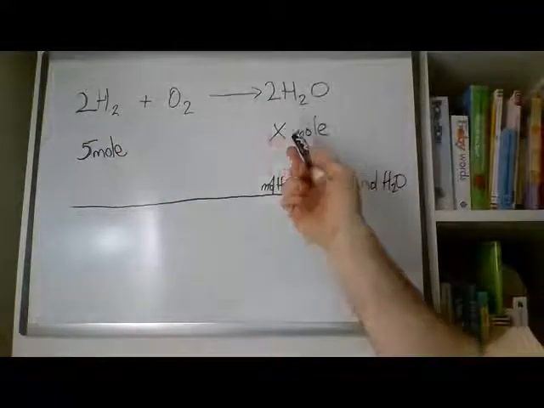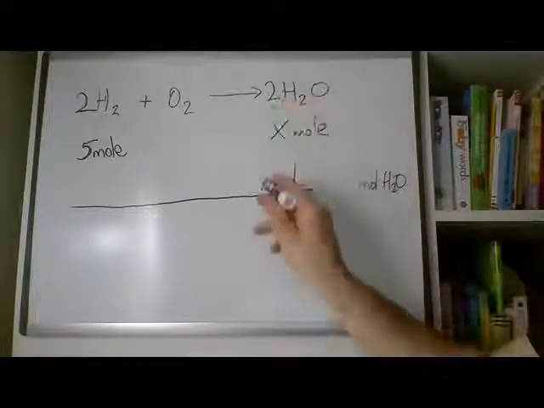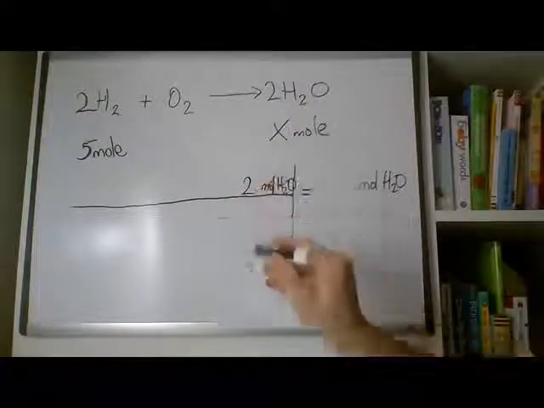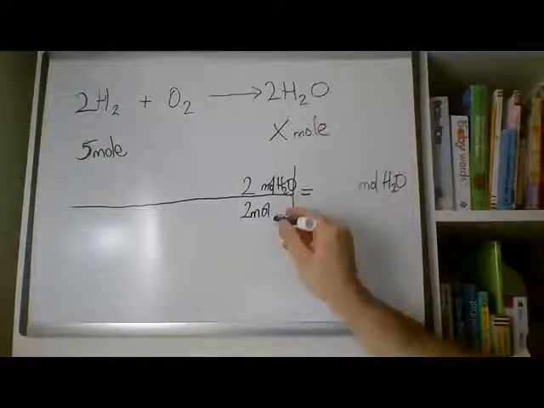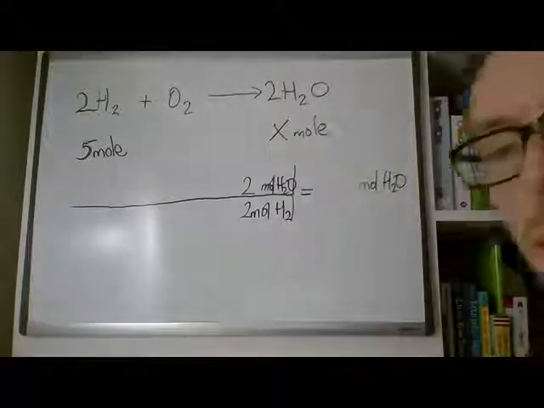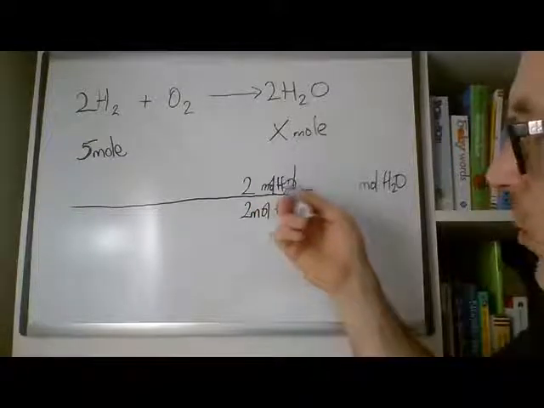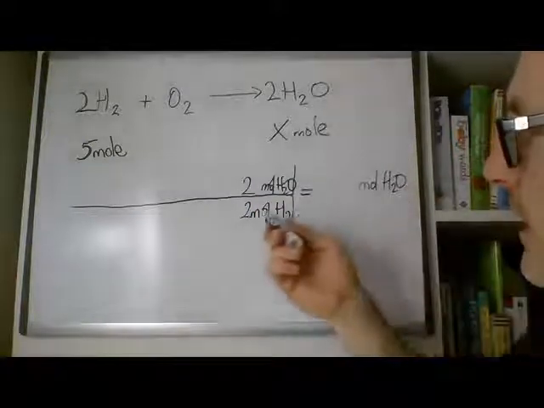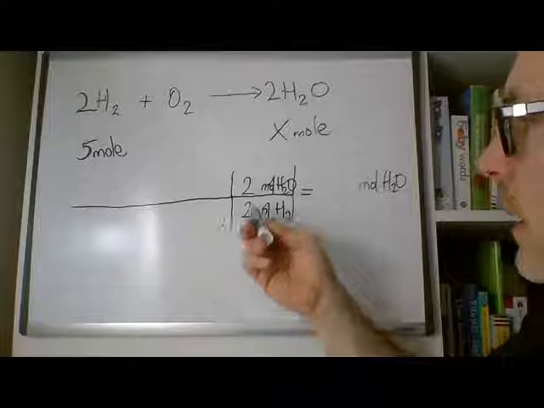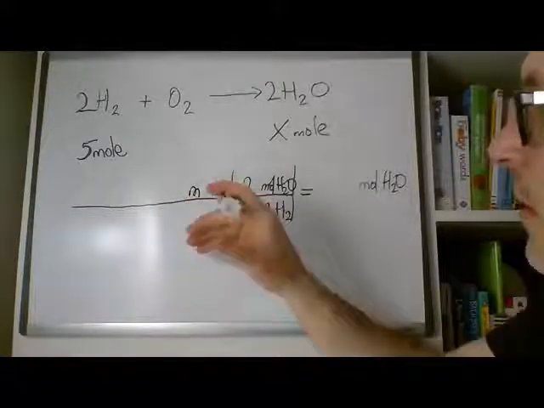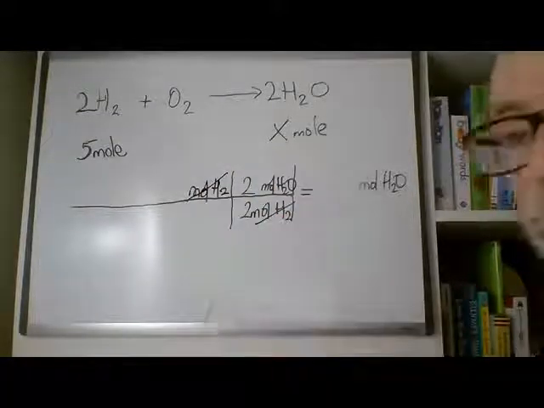Well, I know from the balanced equation I have a 2 to 2 mole ratio. So this number 2 goes here. I know that 2 moles of water is equivalent to 2 moles of hydrogen. So, ignoring the number for now, I have mole of water equals mole of water. I don't have mole of hydrogen in my answer, so I need to cancel mole of hydrogen by putting it up here as a numerator, and canceling it with this one.